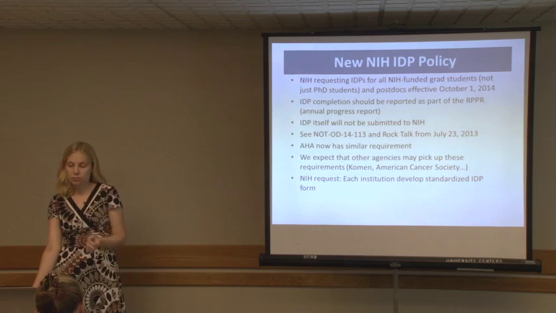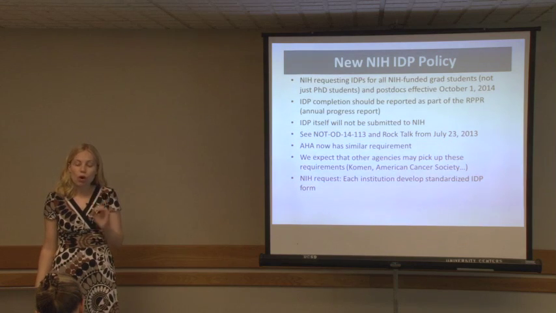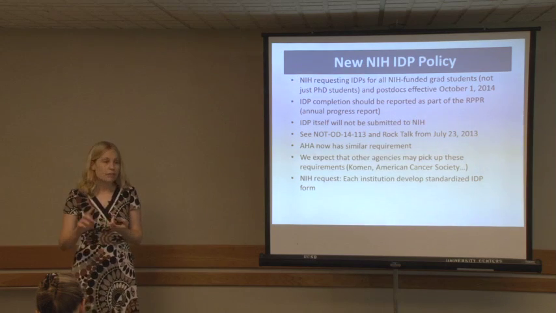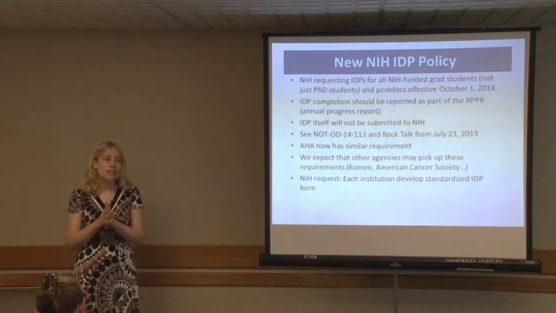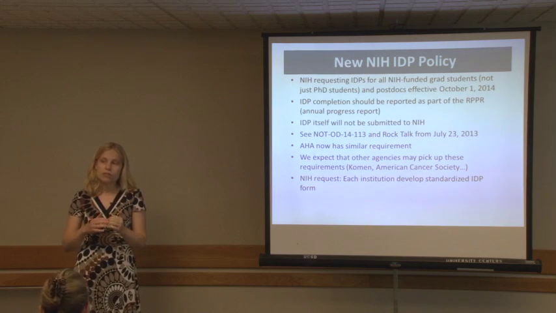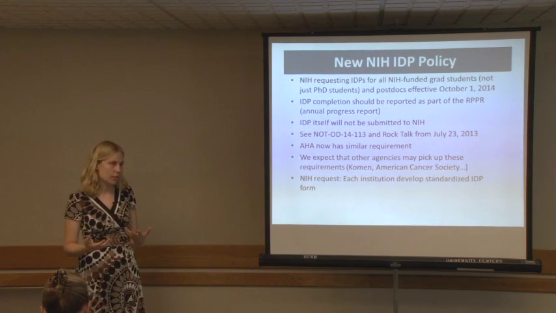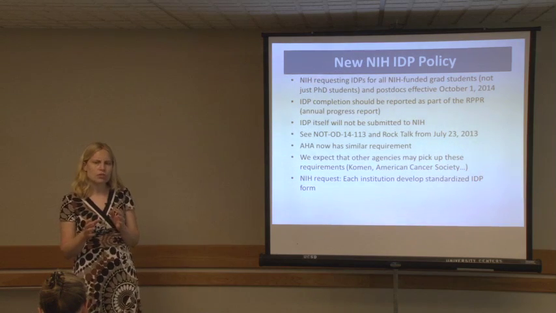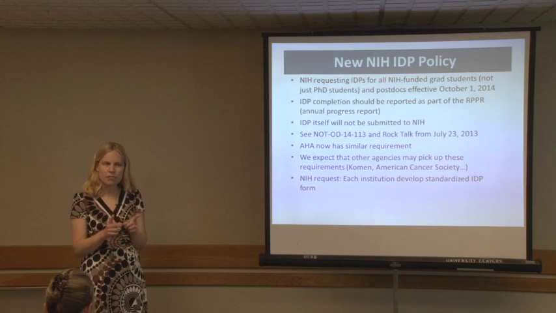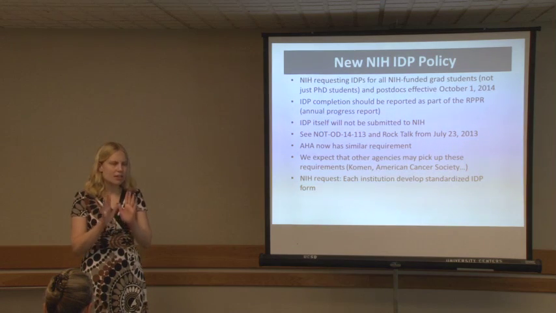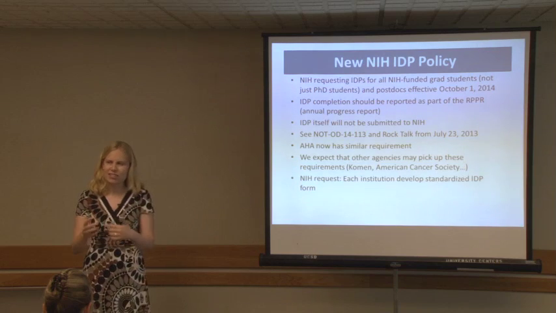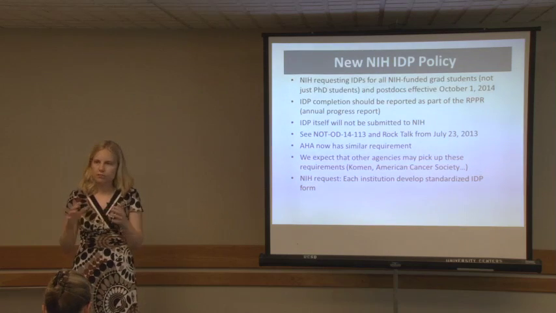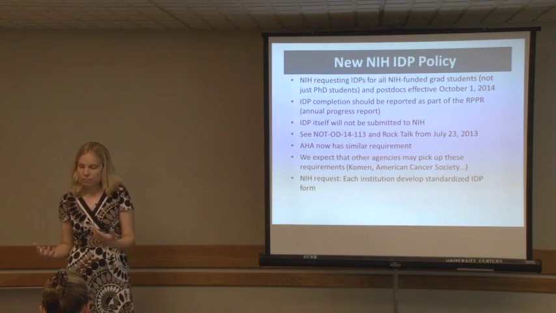So this is effective October 1st, and it applies to all NIH-funded grad students and postdocs. So that includes master's students, and if you've got an MD/PhD student, even if you have an MD student who is funded by the NIH long-term, it's supposed to apply to them. Now, apparently UCSD has a program where some MD students are funded by the NIH just for 3 months during one summer, and we've decided not to require them to do an IDP because it's logistically difficult for such a short funding period of time. But if they're funded for longer than that, they need to have an IDP.